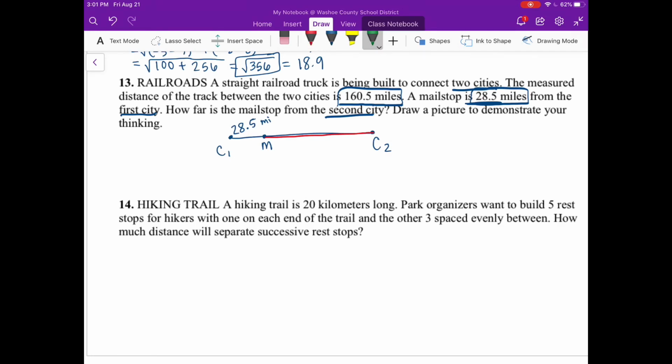Then I have to figure out essentially how long this section is. Okay, so what other piece of information do I have? The distance between the two cities is 160. So this entire thing is 160.5 miles. So essentially I need to find the difference between the two. Okay, so I have 160.5 minus 28.5. So I'm going to go ahead and give you a moment there to do that math. And hopefully you end up with 132.0. So this is how many miles are between the mail stop and the second city.